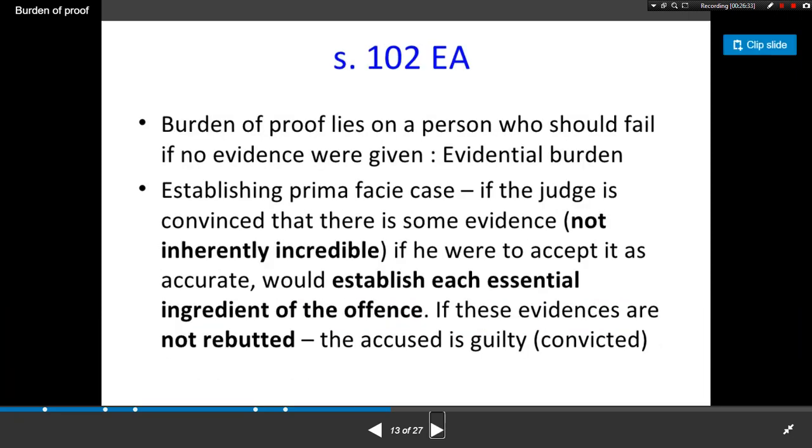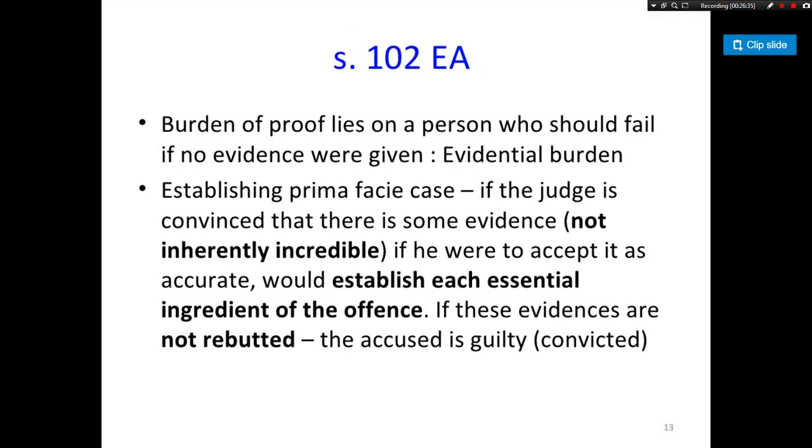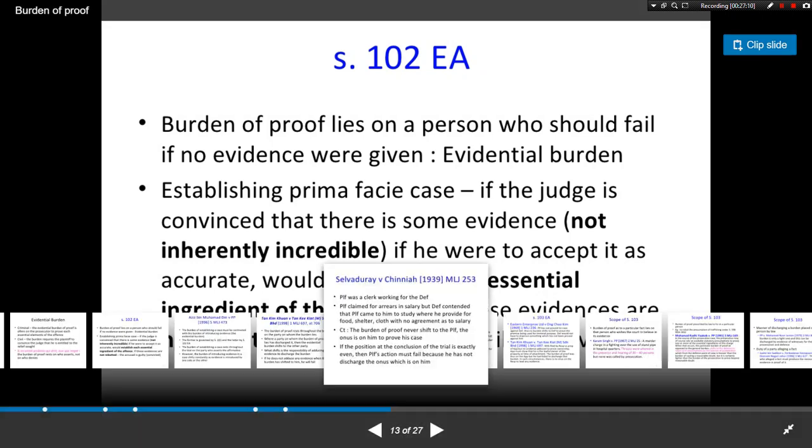So section 102 of the Evidence Act: the burden of proof lies on the person who would fail if no evidence were given. Evidential burden is the establishment of a prima facie case. If the judge is convinced that there is some evidence, not inherently incredible, which if accepted as accurate would establish each essential ingredient of the offense, and if this evidence is not rebutted, the accused is convicted.